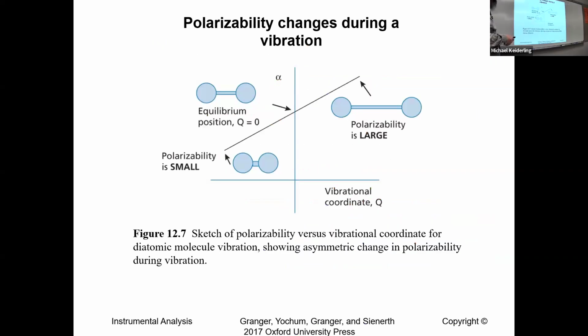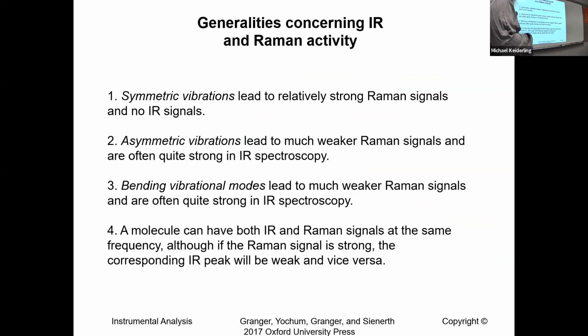But yeah, here we can see for a stretch like this, you get a polarization change. Symmetric vibrations lead to relatively strong Raman signals and no IR. Asymmetric vibrations lead to weaker Raman signals, often quite strong in IR. Bending modes lead to much weaker Raman signals and are often quite strong in IR. The molecule can have both IR and Raman signals at the same frequency. So if the Raman signal is strong, the corresponding IR peak will be weak and vice versa. If you have an asymmetric molecule, it's likely to have both, but one mode will be strong, the other will be weak.